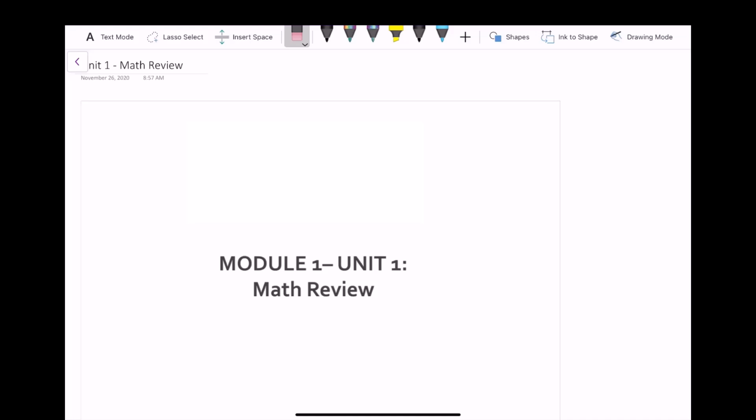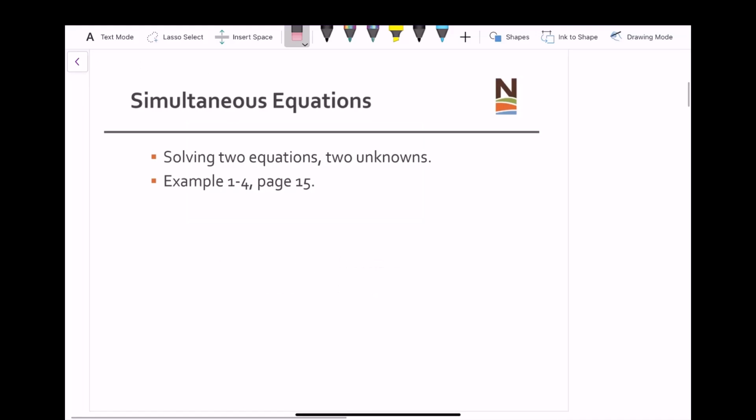In this unit, we'll be doing a math review of concepts that you'll need to know how to use in order to solve dynamics problems throughout this course. We're going to start by taking a look at solving two equations with two unknowns. This is one of the most common type problems that you will encounter in this course.